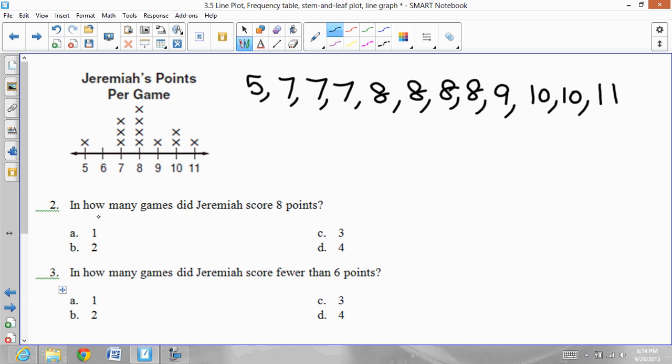Now focus on this question. In how many games did Jeremiah score 8 points? He scored 1, 2, 3, 4 times. He got 8 points. In how many games did Jeremiah score fewer than 6 points? Fewer than 6 points, you take it as less than 6 points. So less than 6 points, he only got once.